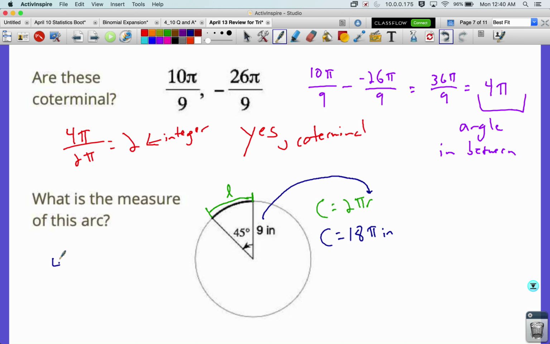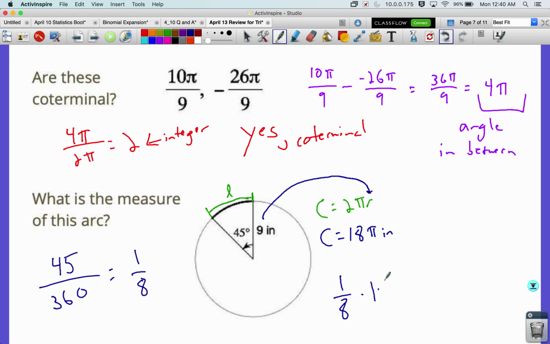Well, to figure that out, we have to do 45 divided by 360, because 360 is a full circle. And this here, I'm pretty sure gives us 1/8. Let's see, how many times does 45 fit into 360? Is it 8 times? Yep. So this is 1/8. So the whole way around is 18 pi, but we only went 1/8 of the way around. So I'm going to multiply those two numbers.